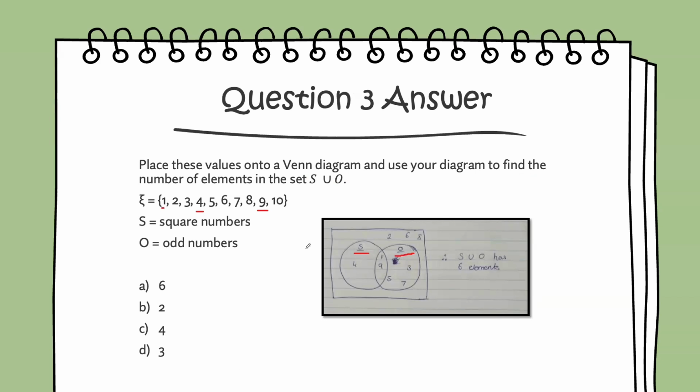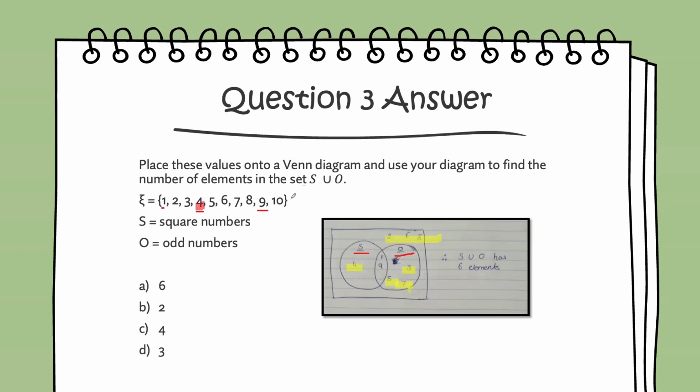Then the remaining square number we have is 4. Right? 4 is the only square number here that is not odd. And that's why it comes by itself in this section here, because it is a square number, but it's not an odd number. And then we have the rest of the numbers that are odd. Those are 3, 5, and 7. And then we've got the rest of the even numbers here that are neither square nor odd. Okay, so that's our Venn diagram.